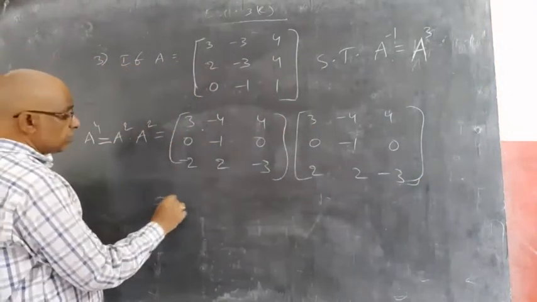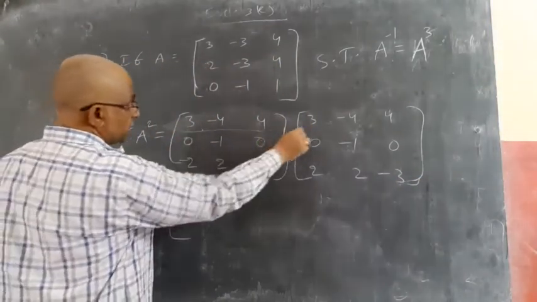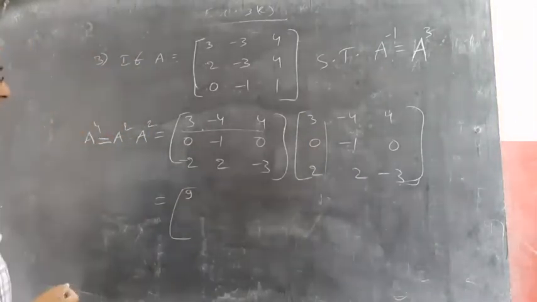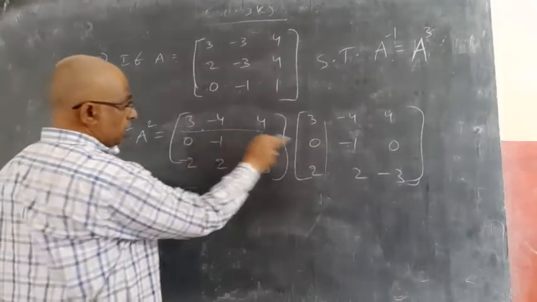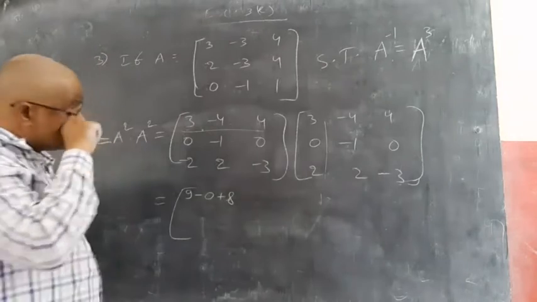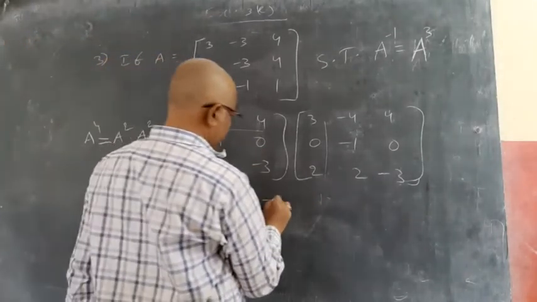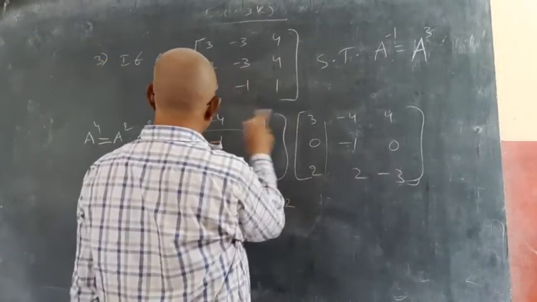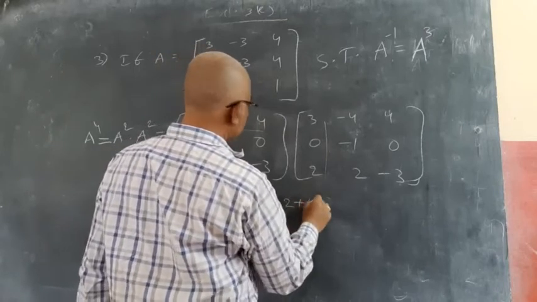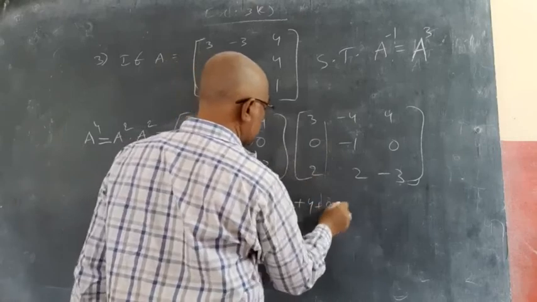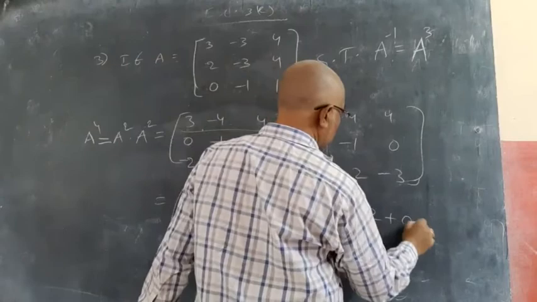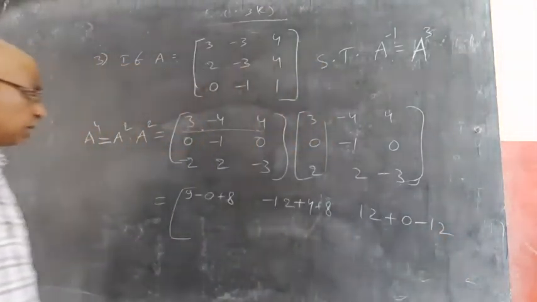So this is equal to this row with this column now. 3 3s are 9, minus 0 plus 8. Now first row with second column. Minus 12, 3 4s are 12, minus 4, minus 2 minus plus 4, 4 2s are 8. Next, 3 4s are 12, plus 0, minus 1. Next.